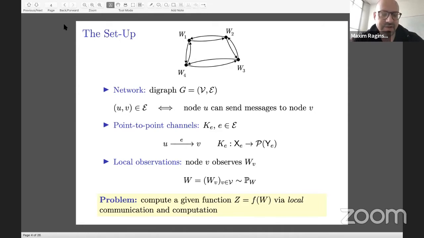So there are some random variables W indexed by nodes. The vector of those variables is distributed according to some probability measure, and each node only gets the component of that vector corresponding to its label. So the idea is that node V only gets to see W_V, and the problem is to compute a given function f of W, this vector of all the random variables, through local communication, so communication along directed edges, and local computation. We assume that the function f is known to everyone, and the prior distribution of this random vector W is known to everyone as well. Right, so that's the setup.